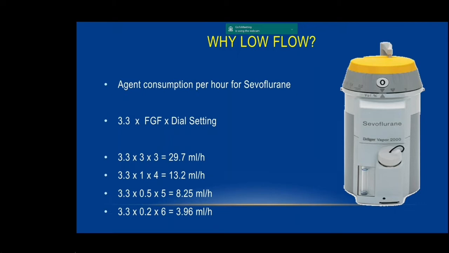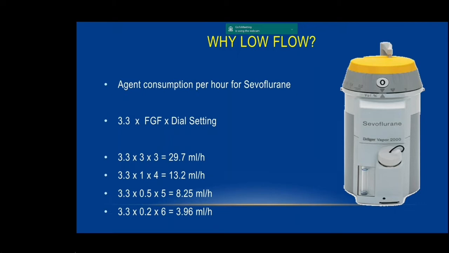And there is another anesthetist who uses only metabolic flow of 0.2. So the dial is on 6. So he ends up using 4 ml per hour. So in 5 hours, he uses 20 ml of sevoflurane. One anesthetist uses 150 ml of sevoflurane. Another anesthetist uses only 20 ml.